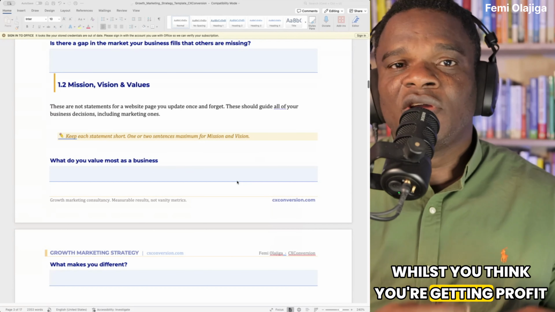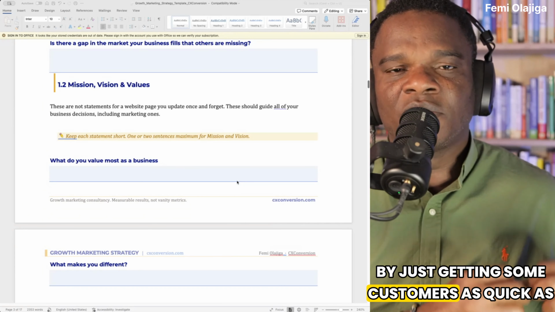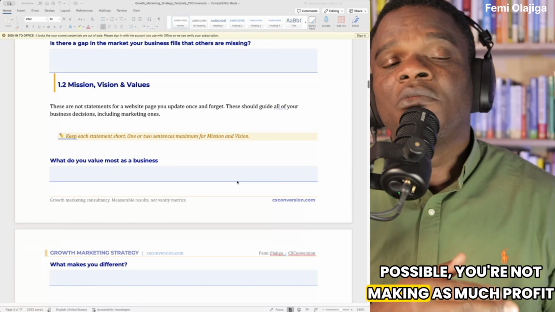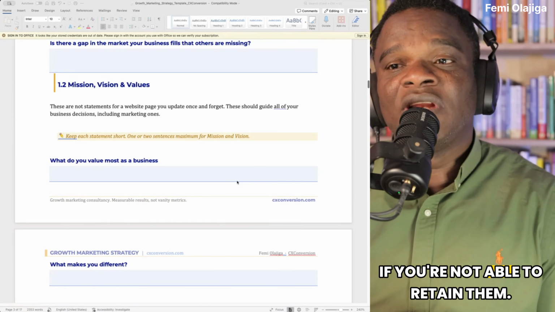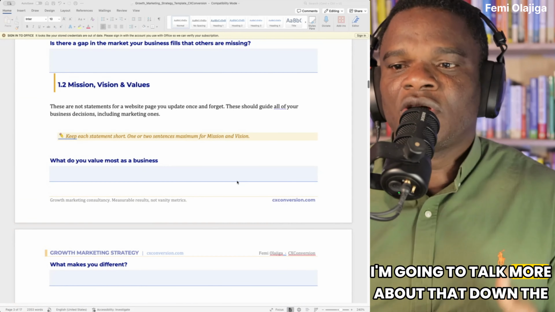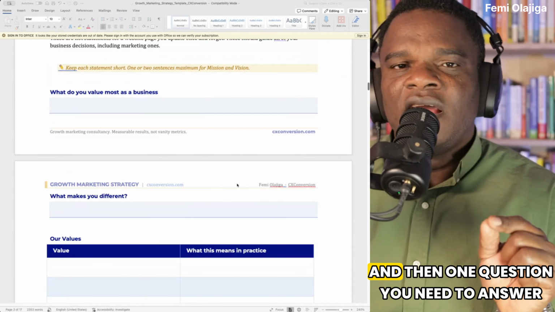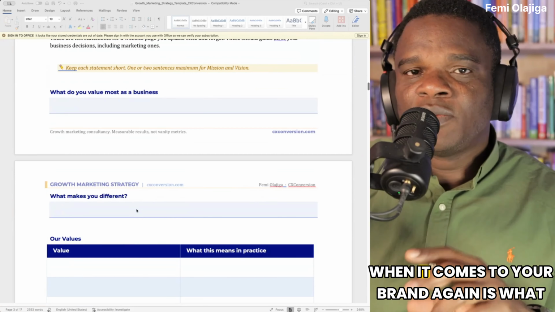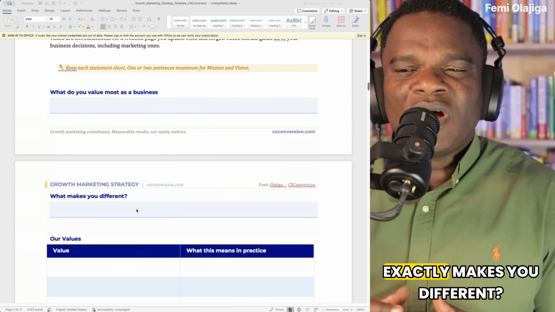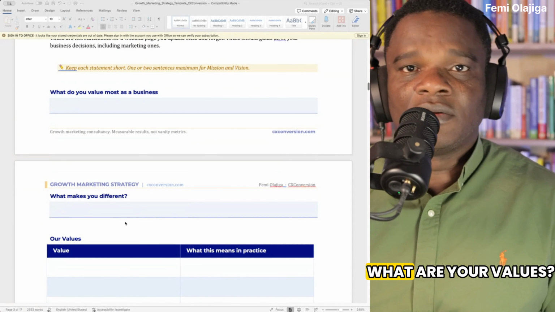Whilst you think you're getting profit by just getting some customers as quick as possible, you're not making as much profit if you're not able to retain them. I'm going to talk more about that down the line. And then one question you need to answer when it comes to your brand again is, what exactly makes you different? What are your values?